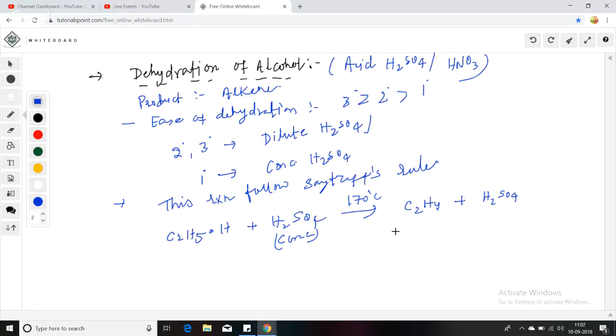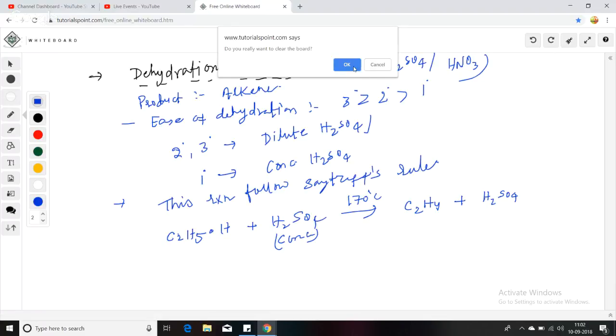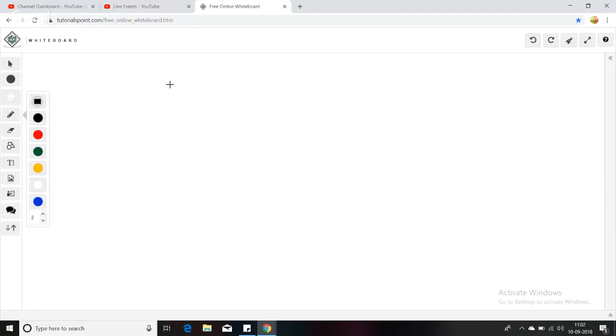If you try to see the mechanism of this, I'll tell you the basic and simple mechanism here. C2H5OH we can write like this: CH3CH2OH. It takes H plus from the acid and forms CH3CH2OH2 plus.